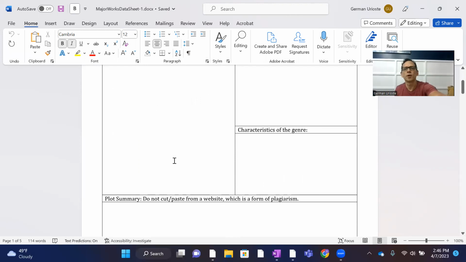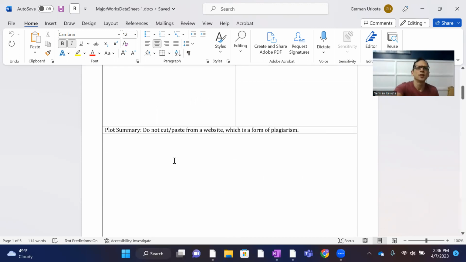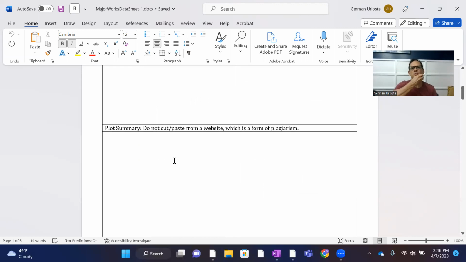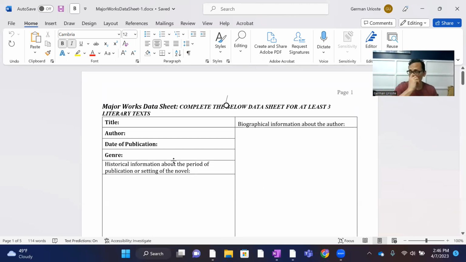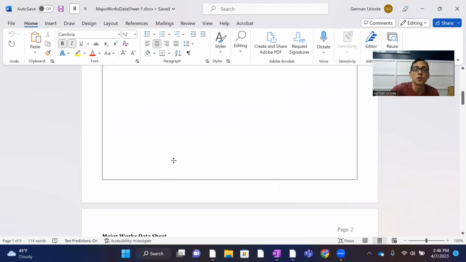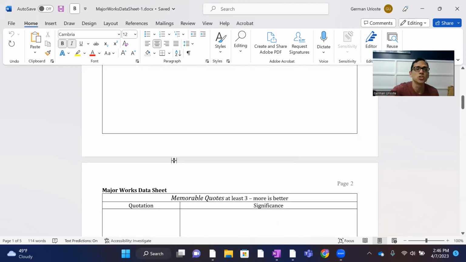Characteristics of the genre, whatever might come to mind, if it's dystopian lit or coming of age novel or a family saga or whatever. What are some quick characteristics? And then in your own words, just summarize the plot so you know what the general plot is, right? Familiarize yourself with the plot. Now, again, this first page, you can be kind of light with this first page. You don't need to go overboard. The next few pages is where you're going to, I think, spend your most attention, right?